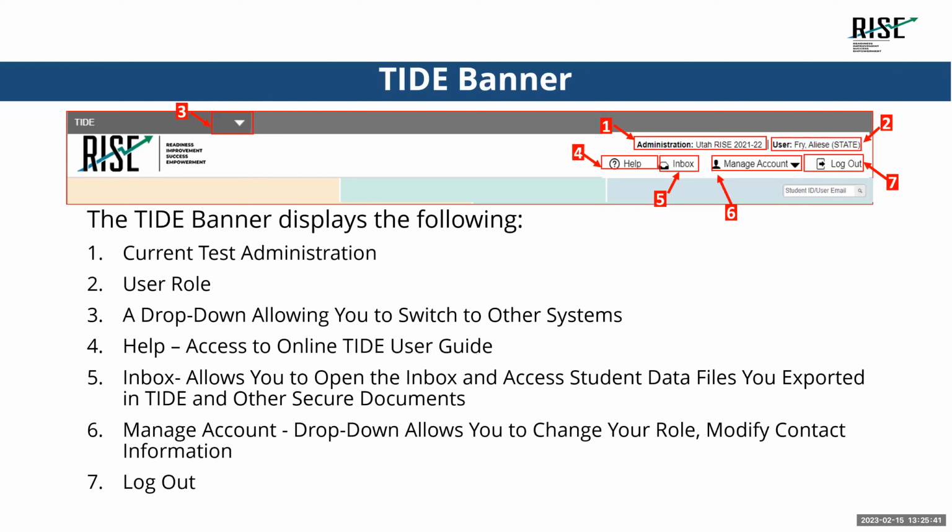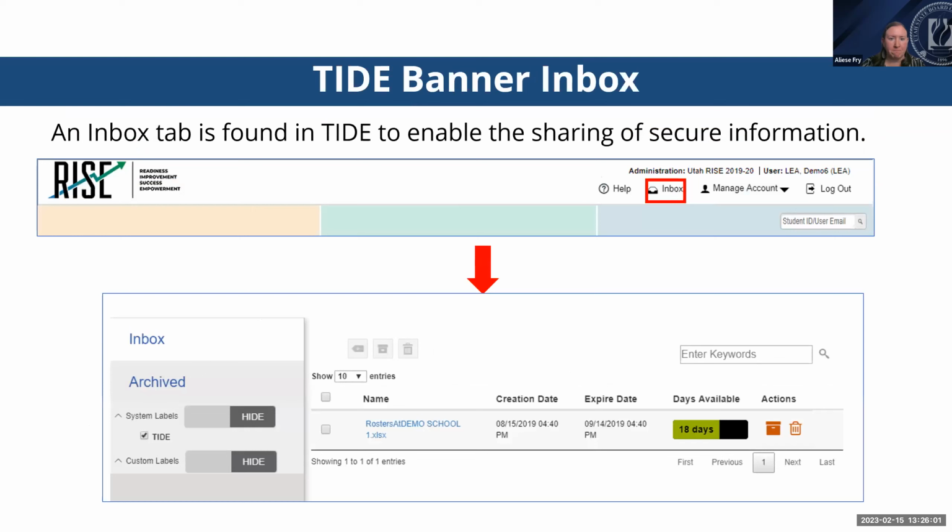Above that landing homepage, there is a banner with other components to be aware of. Specifically, I want to draw your attention to number 5, as that's the inbox where any secure reports or other secure information is going to be sent. And it works just as a secure inbox, as it's going to contain student data, anything that appears there. If you need to access secure documents from that or the student data files that you've previously exported from TIDE, you just click the inbox in that banner. And from the inbox, you can download or archive. You can also delete previously exported files from that inbox.